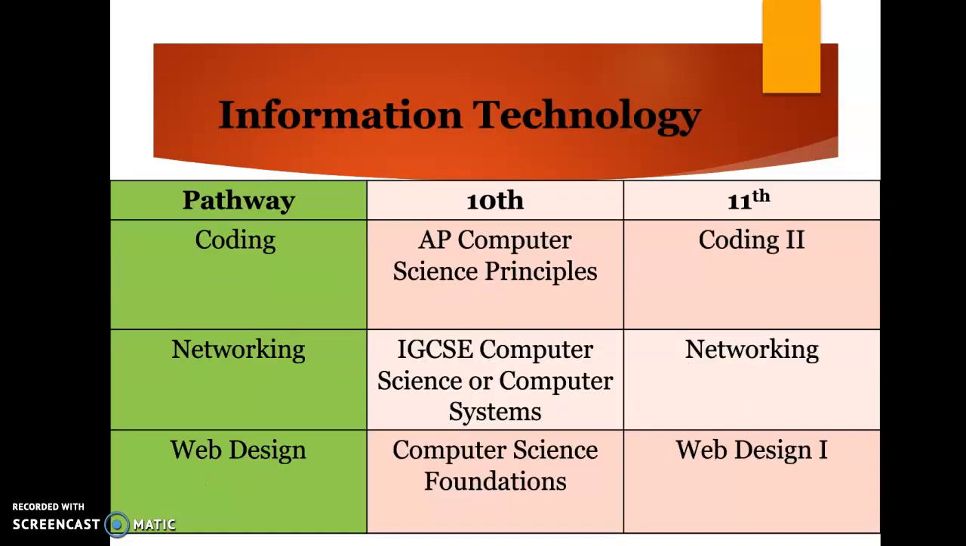If you've chosen Information Technology Academy and you've chosen the Coding pathway, your first 10th grade pathway class is going to be AP Computer Science Principles. If you've chosen Networking, IGSI Computer Science or Computer Systems will be your first pathway 10th grade course selection. If you've chosen Web Design pathway, your first 10th grade pathway class will be Computer Science Foundations.